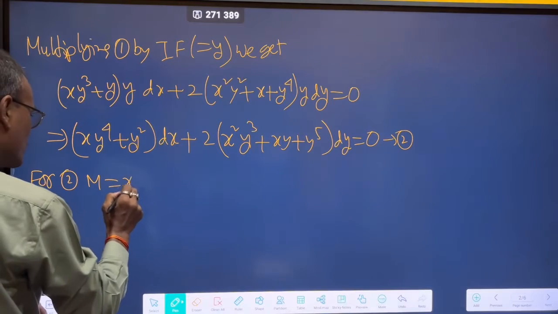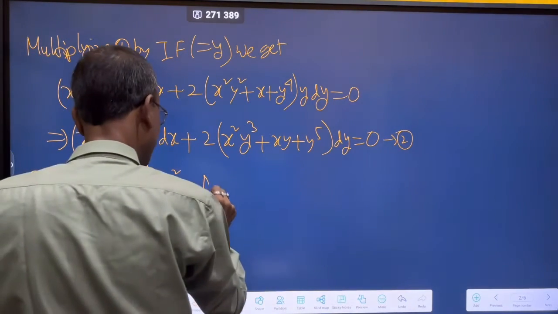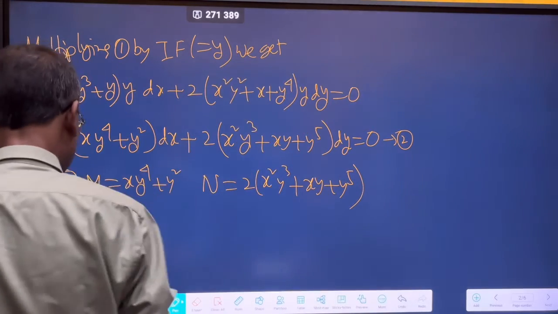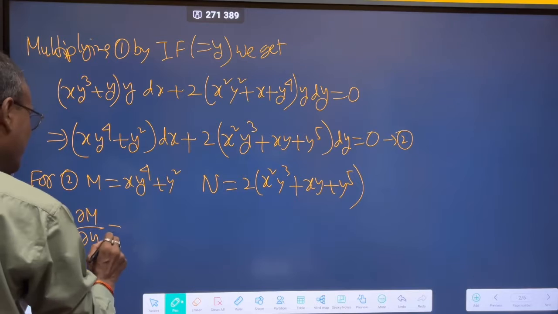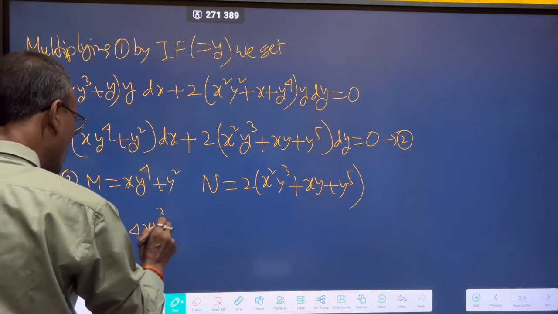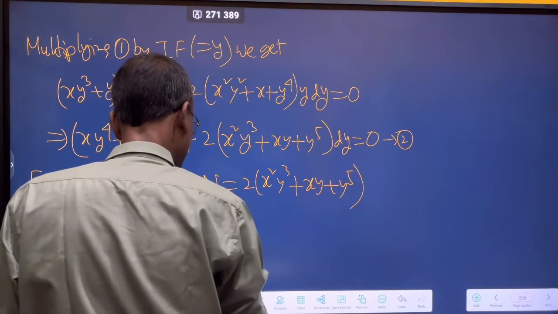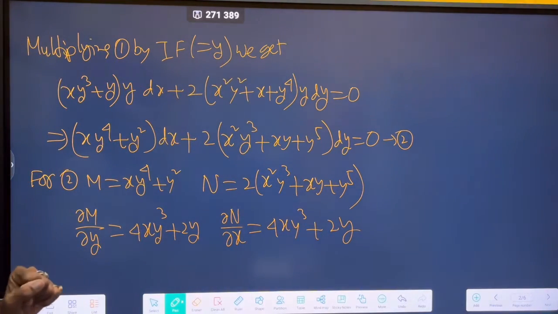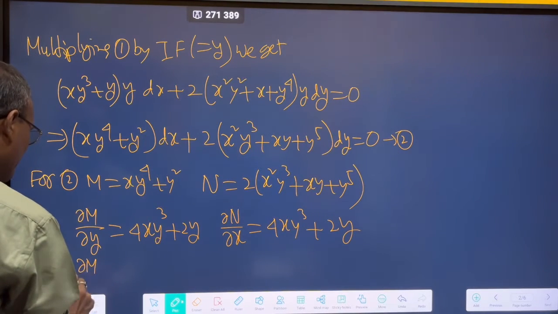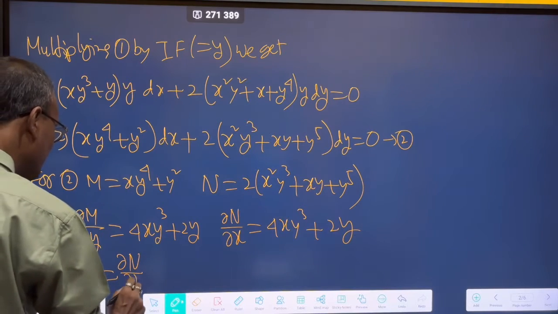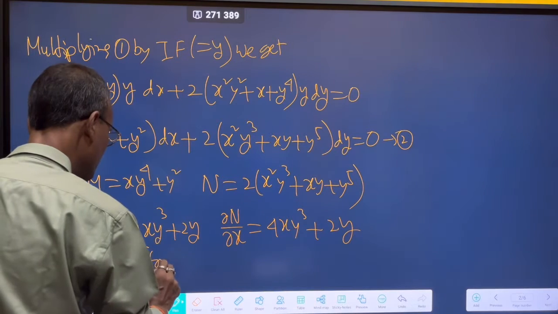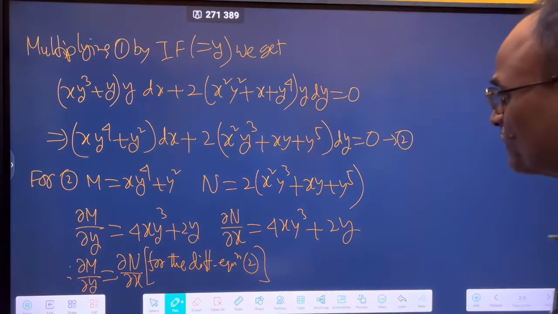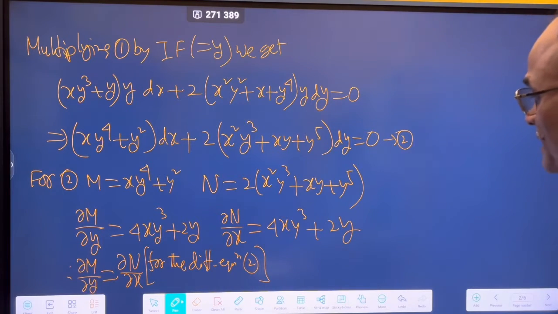For 2, M equals xy to the power 4 plus y squared, N equals 2 times (x squared y cubed plus xy plus y to the power 5). ∂M/∂y equals 4xy cubed plus 2y. ∂N/∂x equals 4xy cubed plus 2y. Therefore, for the differential equation 2, ∂M/∂y equals ∂N/∂x. Therefore, 2 is exact.